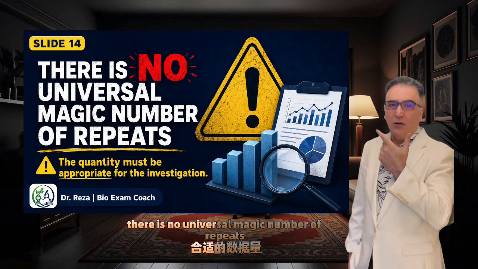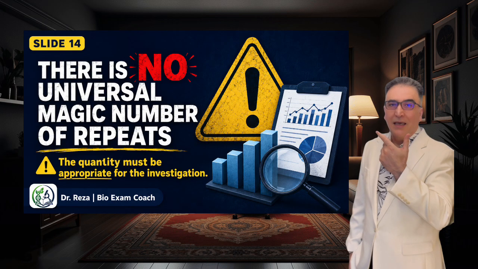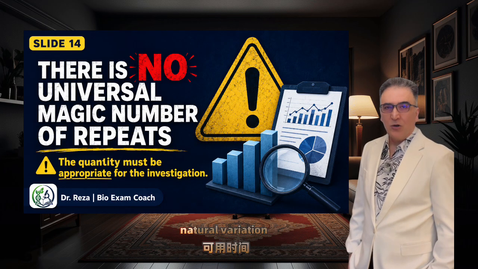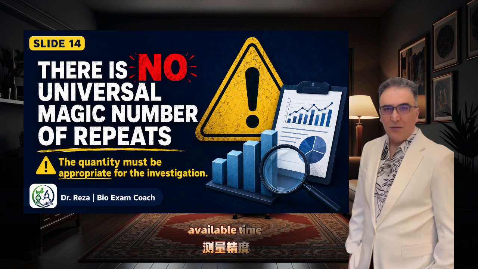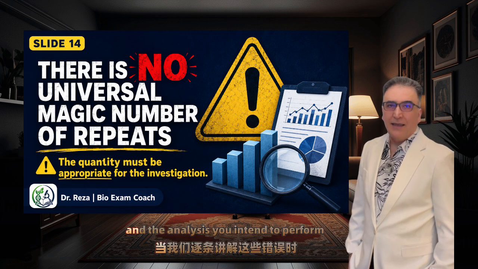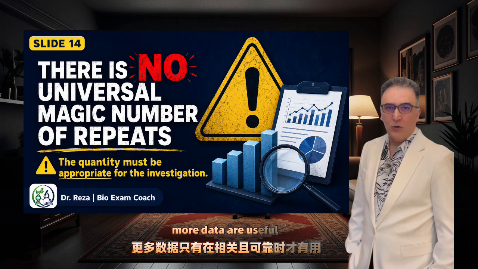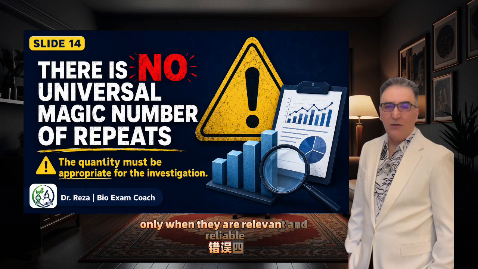There is no universal magic number of repeats. The appropriate quantity depends on the biological system, natural variation, available time, measurement precision, and the analysis you intend to perform. More data are useful only when they are relevant and reliable.